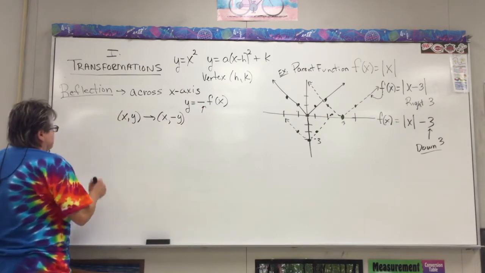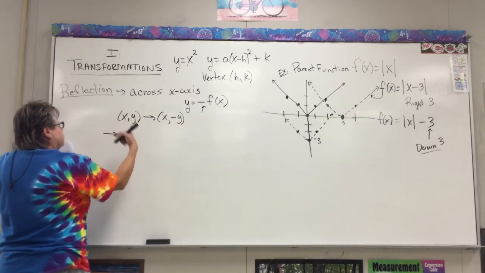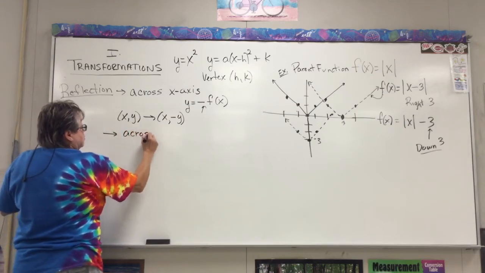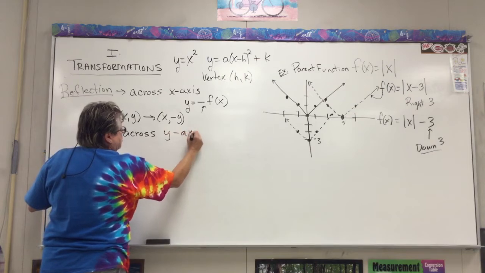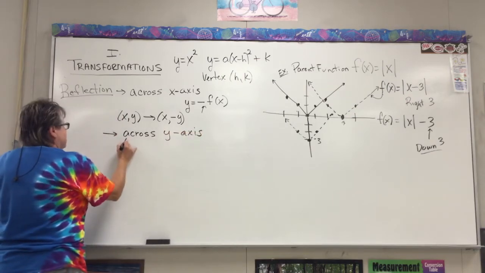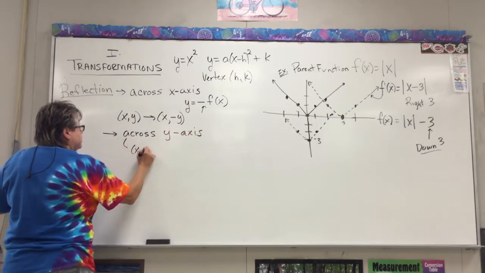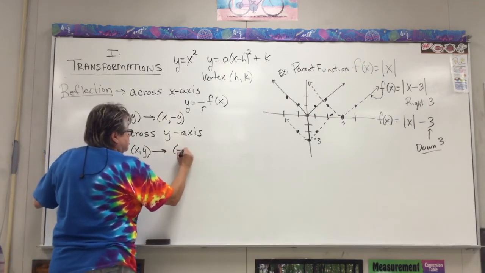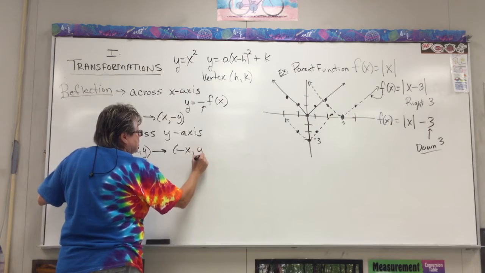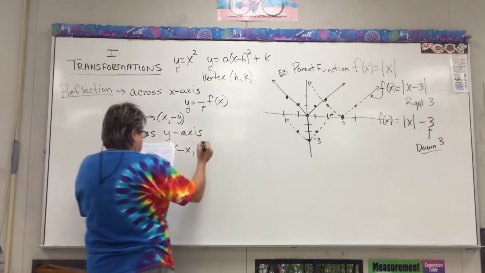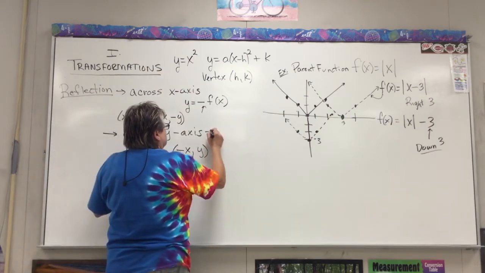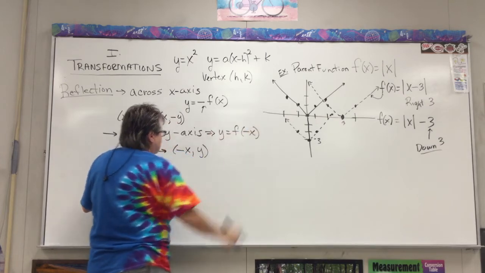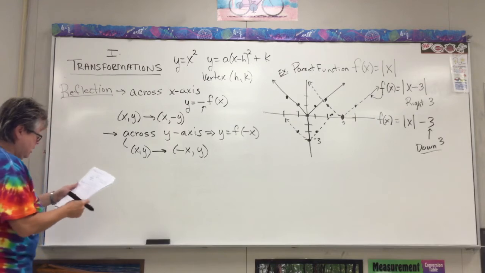Okay? If we want to reflect across the y-axis, that means for every point that you have, wherever you start, this time you're going to do the opposite of x and keep the same y. So in other words, this one would look like y equals f of negative x. So you're going to change the sign on your x's.